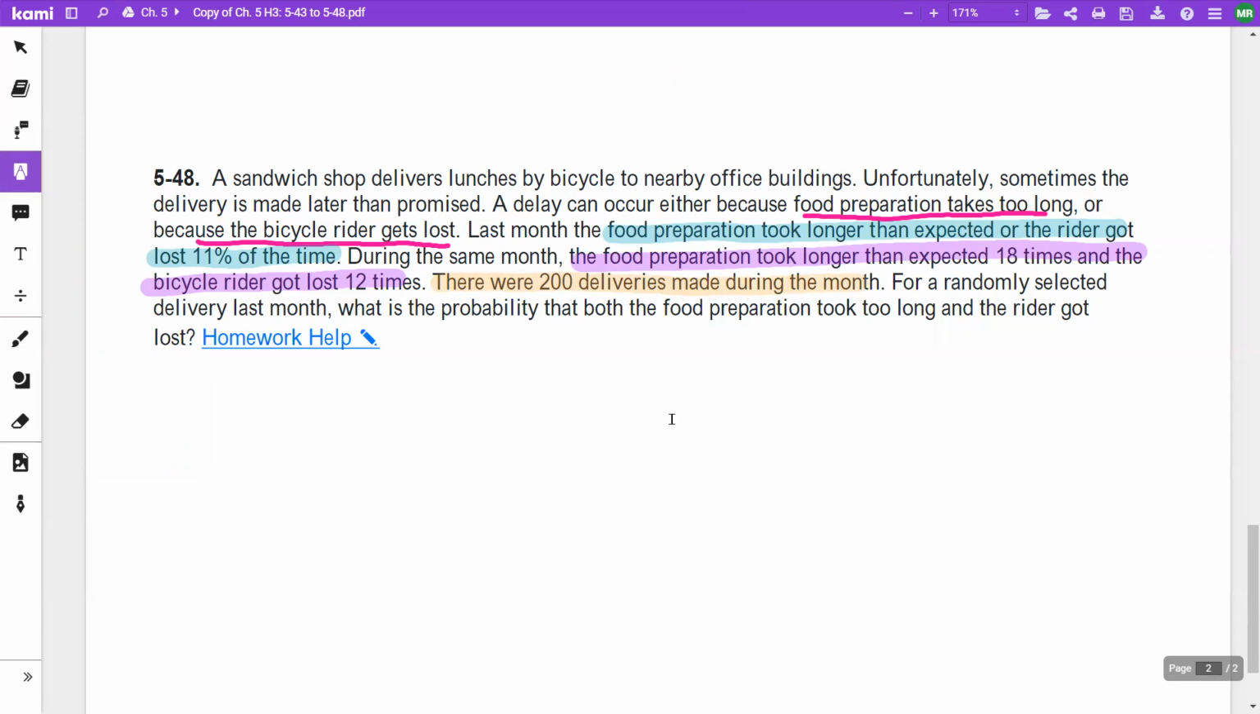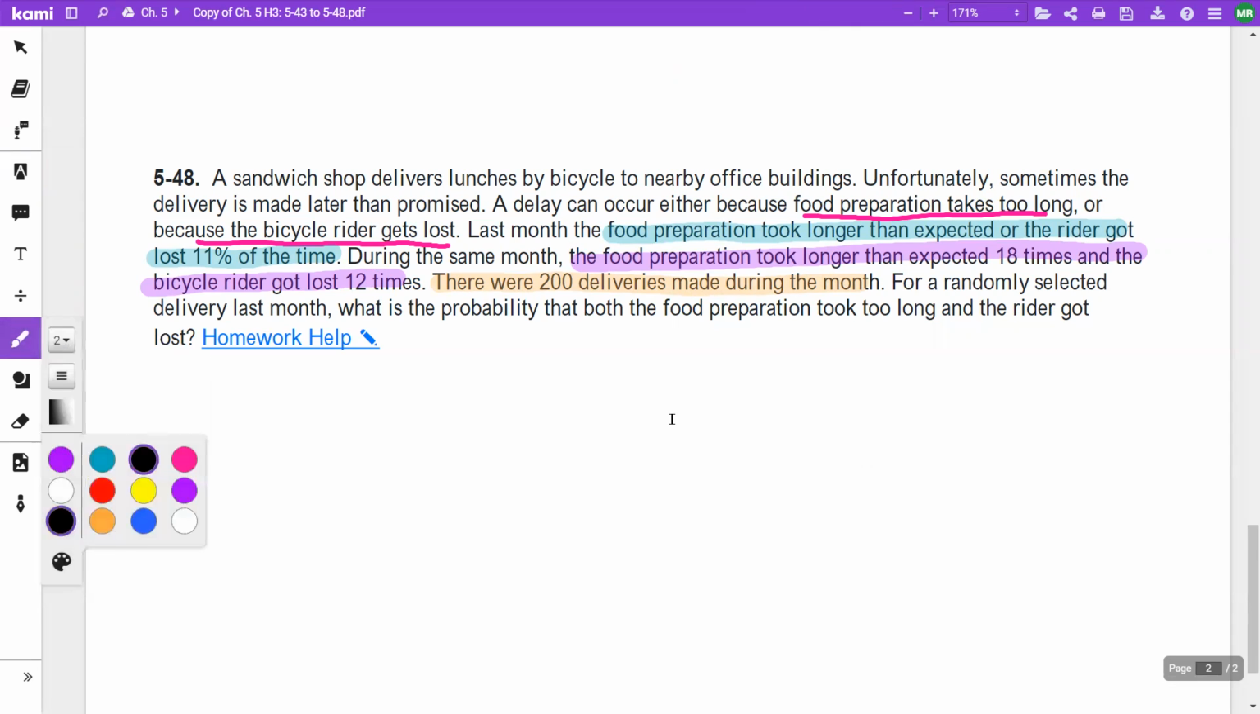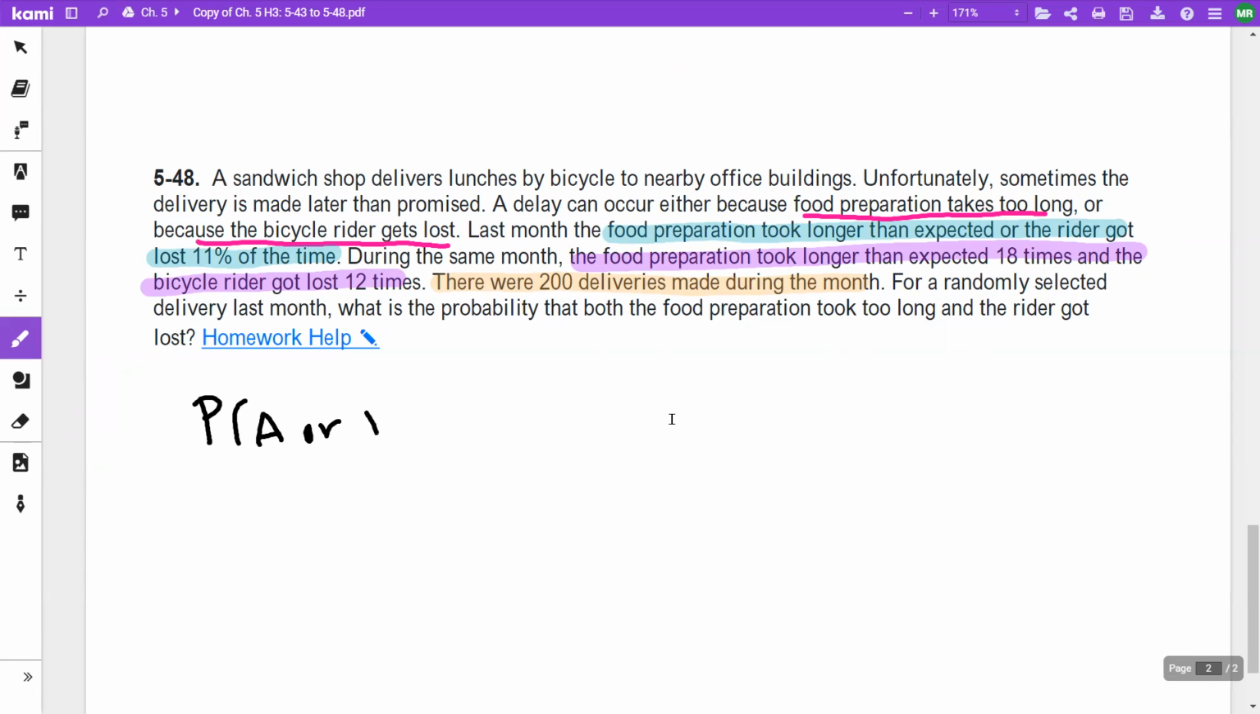For a randomly selected delivery last month, what's the probability that both the food preparation took too long and the rider got lost? Okay, so something to remember is that there is a formula, because we have the situation where we have an or here. So the probability of, let's say, A or B is equal to the probability of A plus the probability of B.